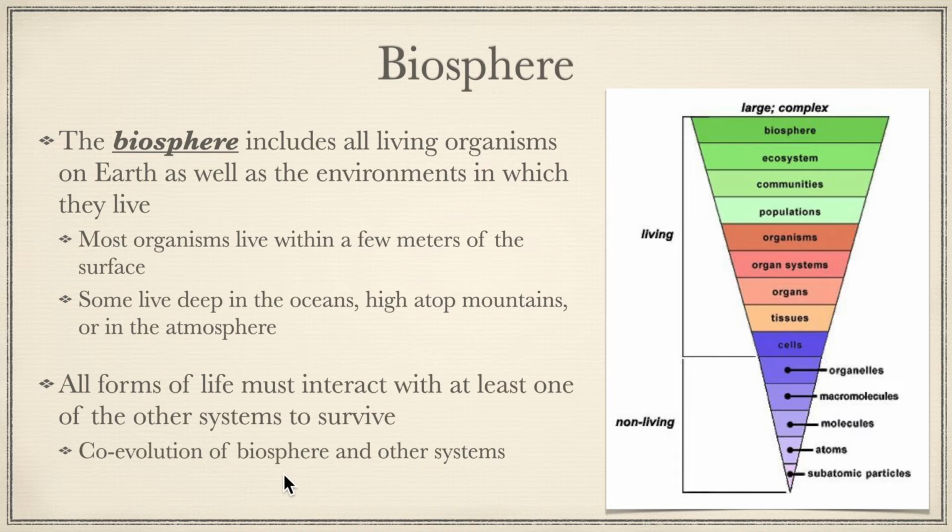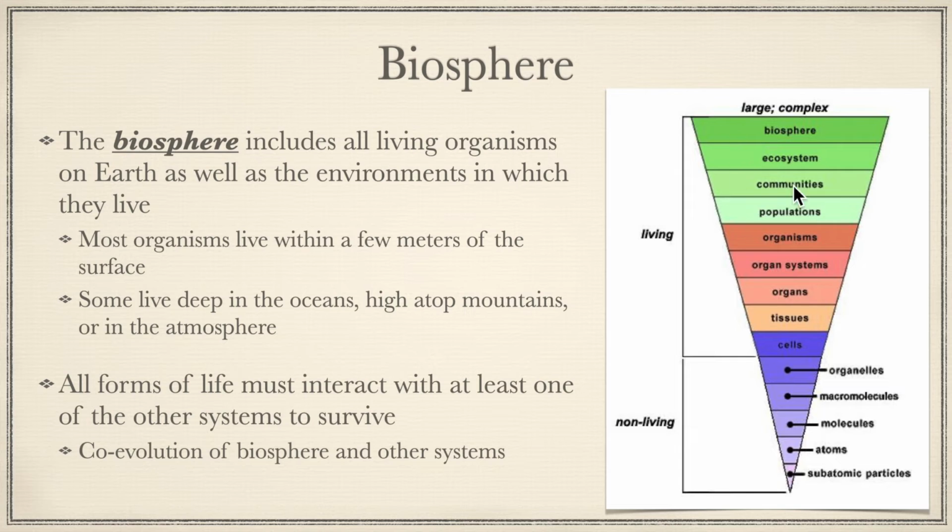And then coevolution of the biosphere and other systems. So the biosphere kind of evolved along with these other systems. And this diagram here shows this whole hierarchy of everything in science as far as matter is concerned, or as far as living things are concerned. So we start with the very biggest system. We have the biosphere. The biosphere is the largest and most complex system.